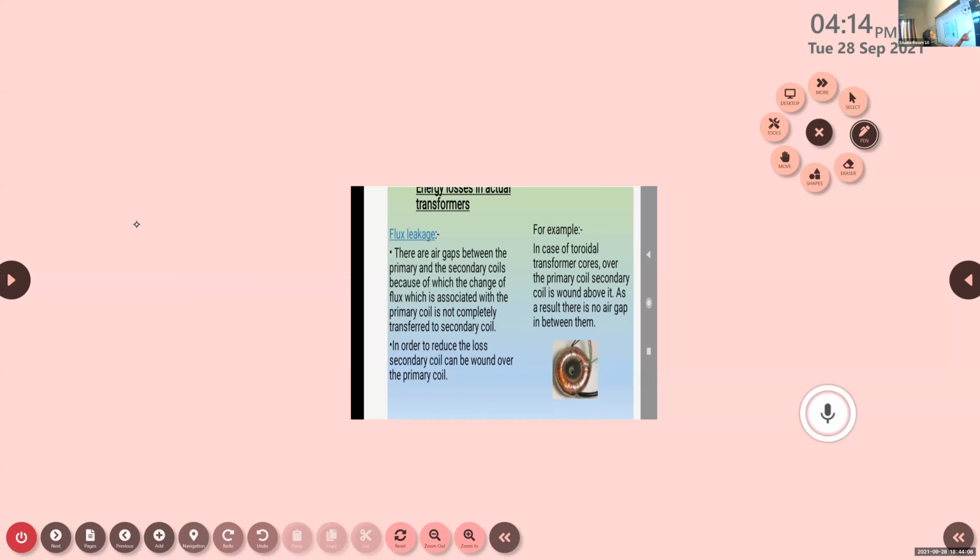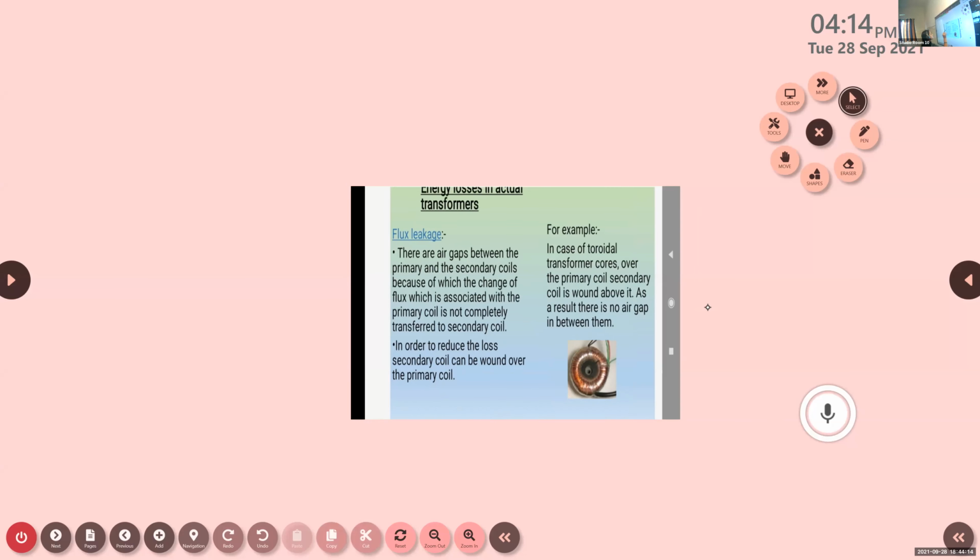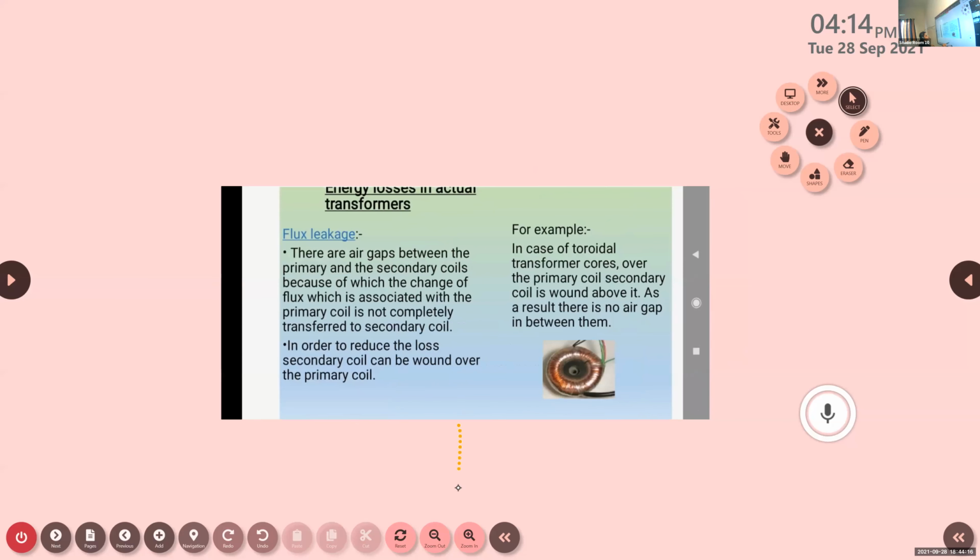Energy losses that occur in a transformer. The energy losses occurring in transformers. The first one is flux leakage.